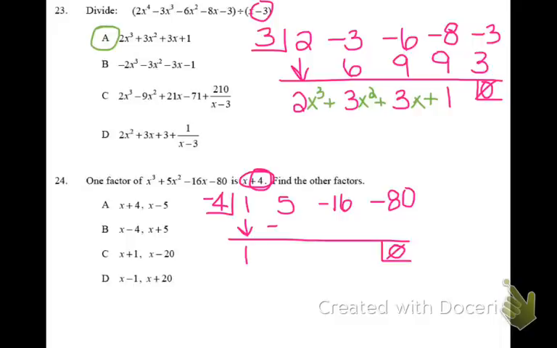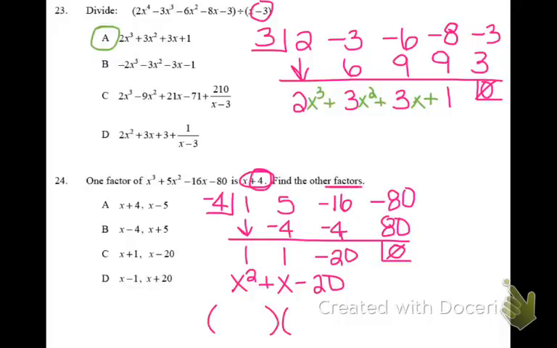So 1 times negative 4 is negative 4, combine, multiply, combine, that gives you negative 20. Negative 20 times negative 4 is positive 80, and you get the remainder of 0. So this is your quadratic that you need to factor because it says find the other factors. So that's x squared plus x minus 20. Two numbers that multiply to negative 20 and add to 1 are positive 5 and negative 4. So your answer for that is B.